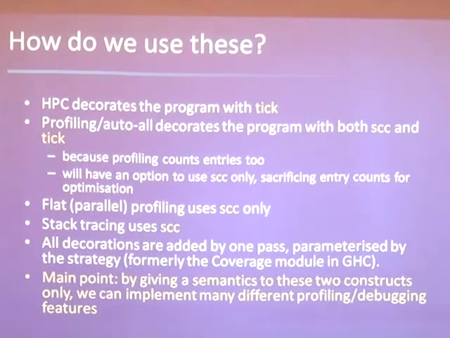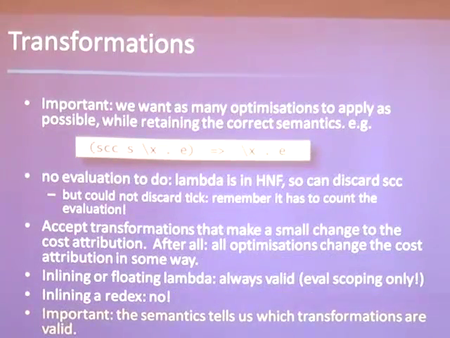So the main point is that all we have to do is give a semantics to these two constructs, and then we can understand how to do all these different things in the same way. Once we have a semantics, we can understand what transformations are valid. We can understand how to optimize the program in the presence of these things, and hopefully do a pretty good job of getting close to the optimized code that you would get without the annotations, but without sacrificing the integrity of the annotation.